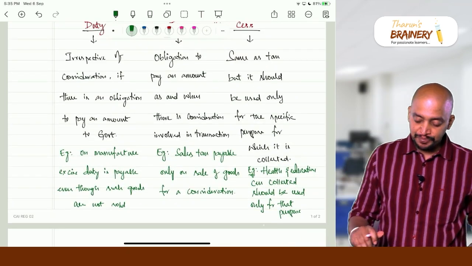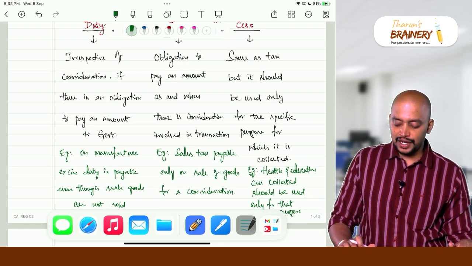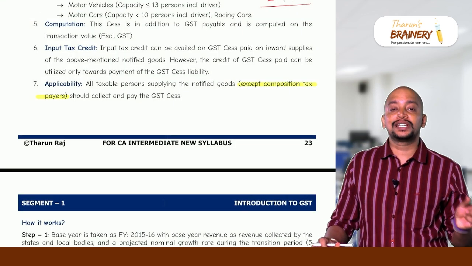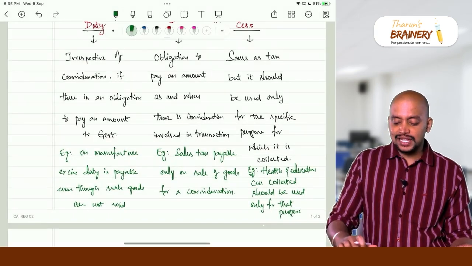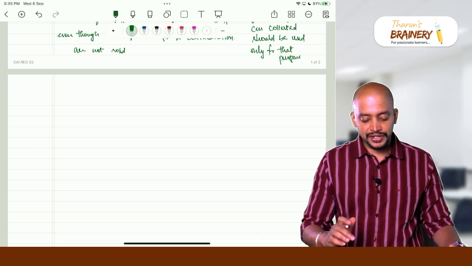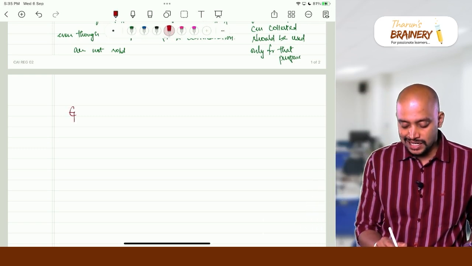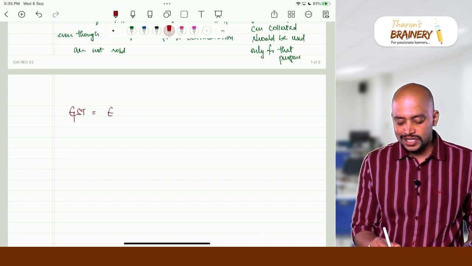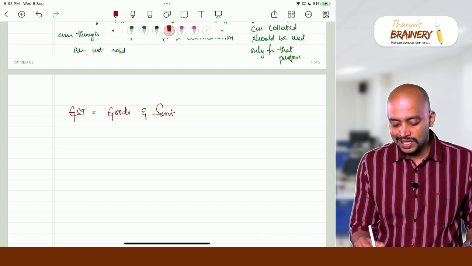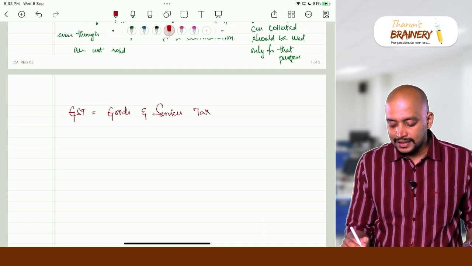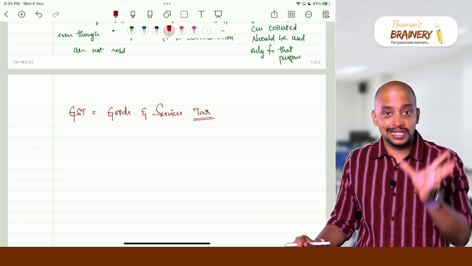Now, here we have completed the discussion related to compensation cess. Now you got the clarity about what is duty, what is tax and what is cess. But in case of GST, what is the GST full form? GST full form is goods and services tax. Tax means we need to pay only when there is consideration involved in the transaction.